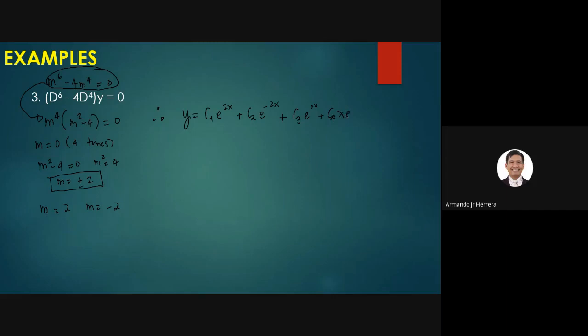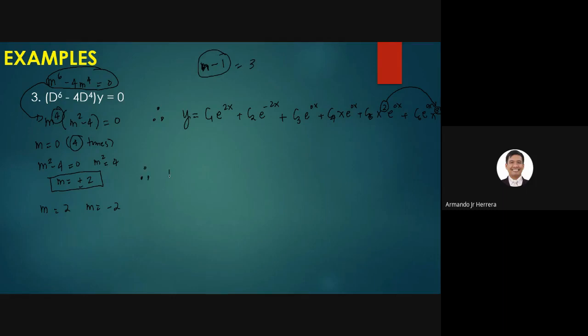Maglalagay tayo ng x, e to the 0x plus c5, x squared, e to the 0x plus lastly, c6, e to the 0x times x cubed. Dapat kung ilang beses cube yun kasi to the 4th yung ating, or 4 na beses inulit yung ano natin. So di ba dapat m minus 1, n minus 1 yung ating exponent. So since 4 times, that is 3. So dapat hanggang x cubed tayo.